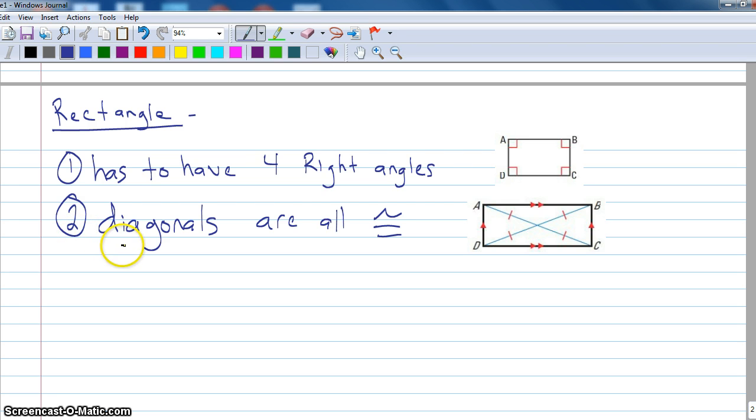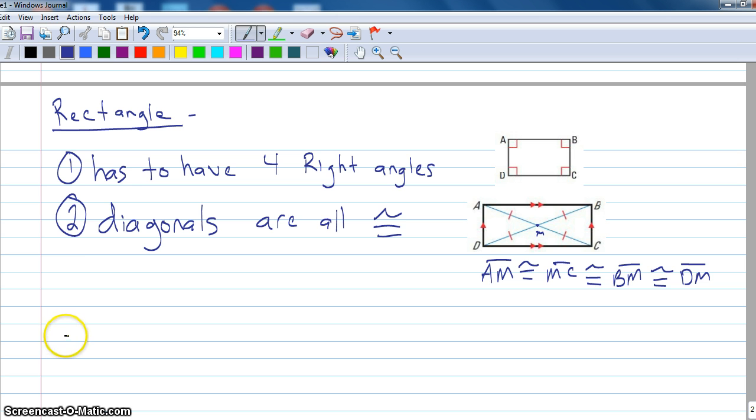Number 2 says that the diagonals are congruent. That means that here are my diagonals. From A to this point here, we'll call it M. From A to M, it's the same as from M to C, and that's the same as M to B, same from M to D. AM is congruent to MC, which is the same as BM, which is the same as DM. So they're all the same.